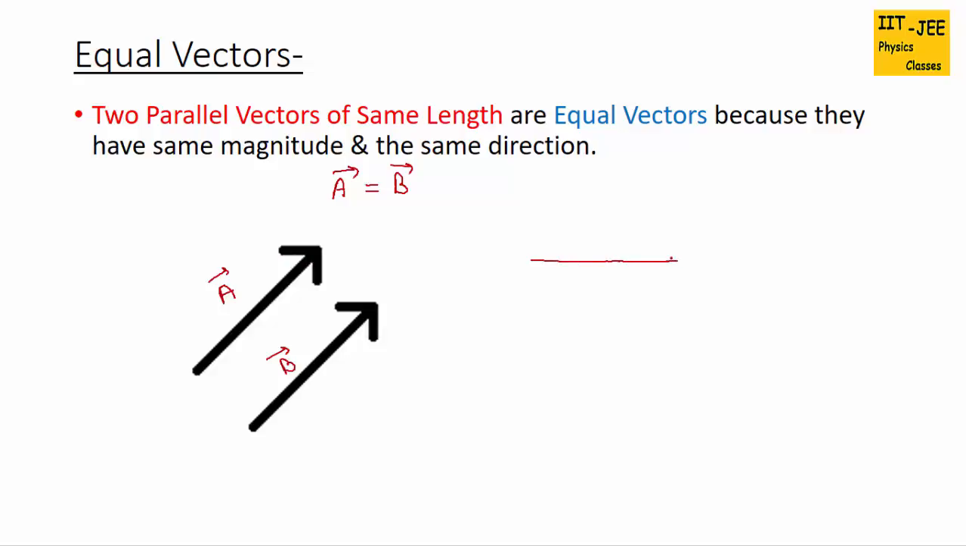The same way, if we have a vector P here and we want to draw another vector which is equal to vector P, then for that we need to draw a parallel vector of the same length and also in the same direction. So this second vector would equal to the vector P. Suppose we have a vector Q, then the equal vector of Q would be a parallel vector of same length and same direction. This vector would equal to vector Q.